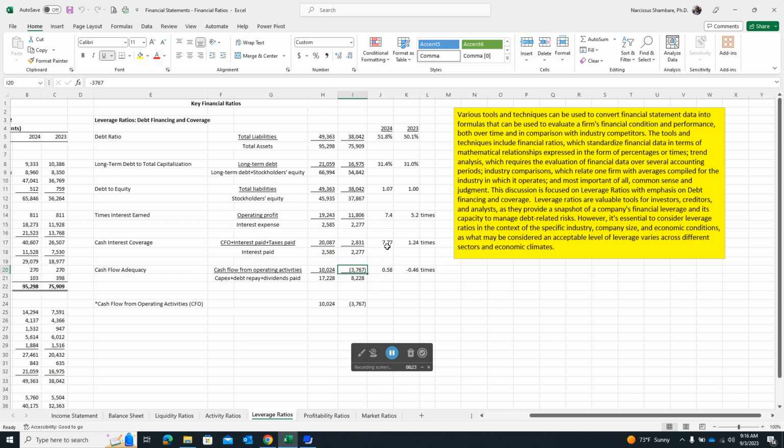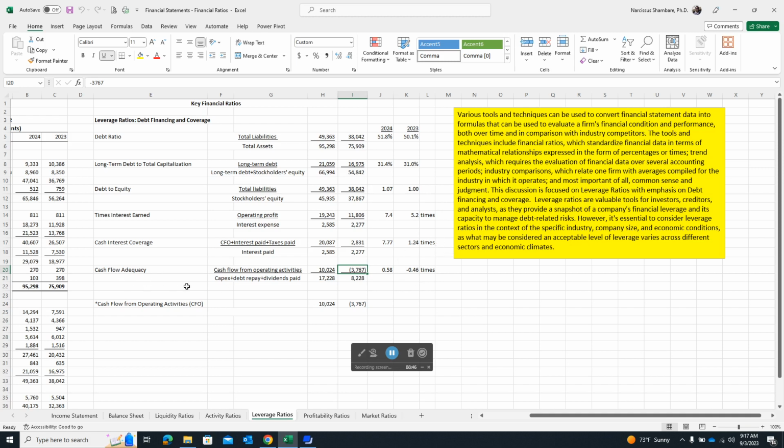So interesting in this particular case, quite volatile for this organization. 7 times in the current year, but prior year it was only 1.24 times, only 1 time. So again, it may not be very meaningful unless you're comparing over a long period of time or you're comparing with industry data.